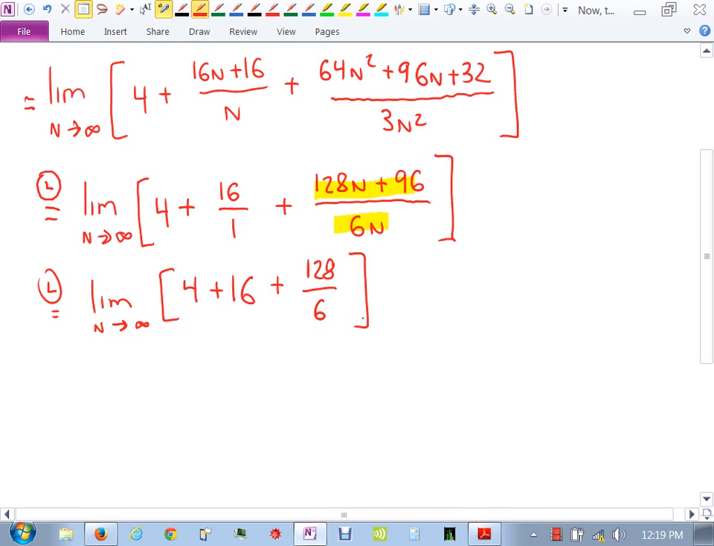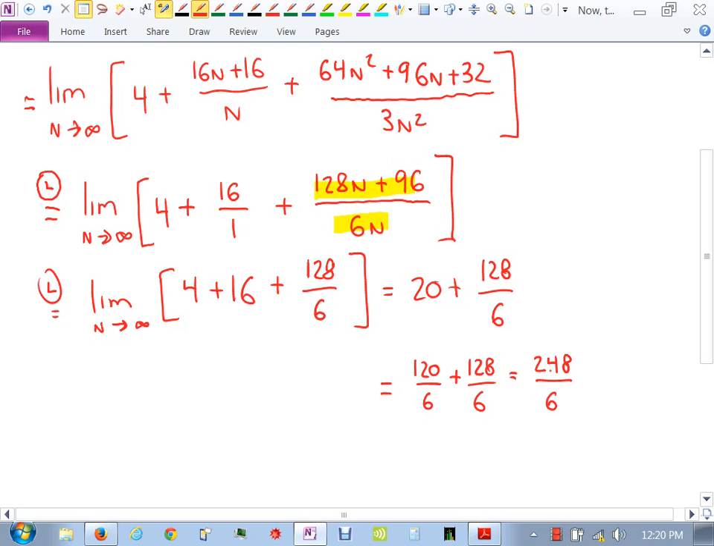And that's a constant. In fact, if I clean this up, this is 20 plus 128 over 6. Now, I'm going to get the exact answer. The exact answer means I'm not going to pull out a calculator. What I'm going to do is get a common denominator and put these together. So it's 120 over 6 plus 128 over 6, which is 248 over 6.